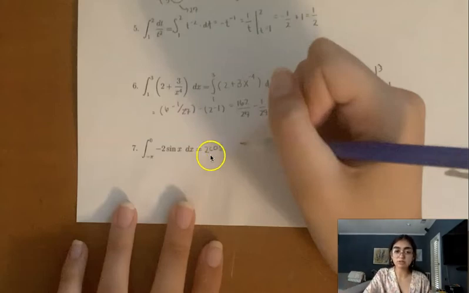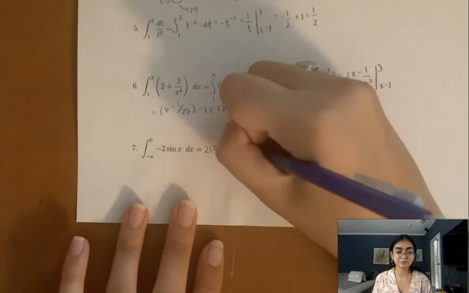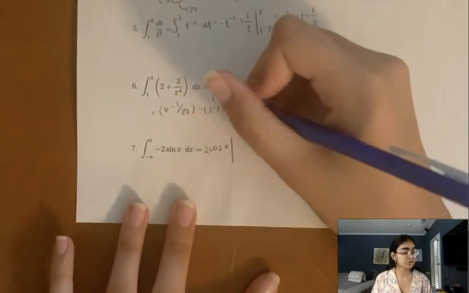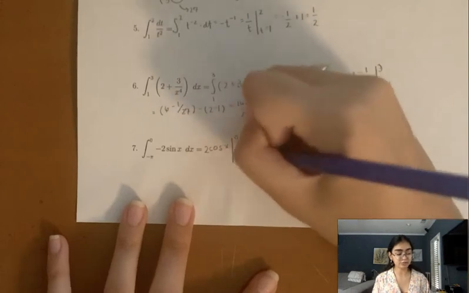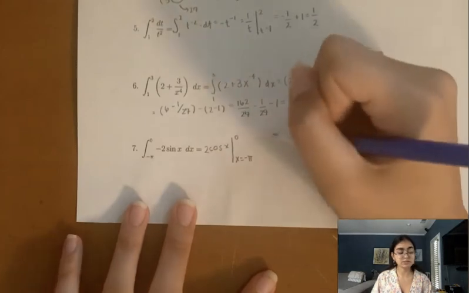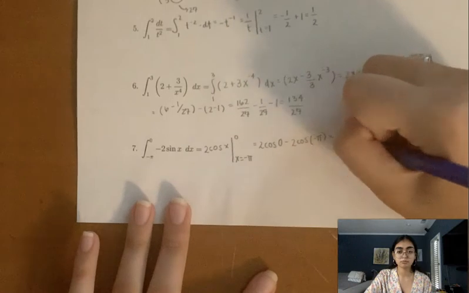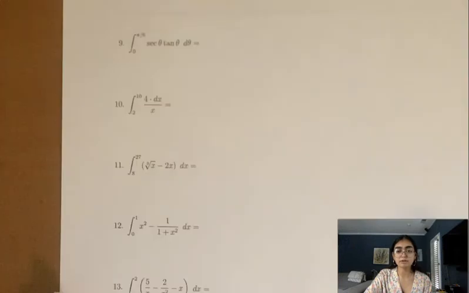And as you can see, I've already started writing it here, but it's going to be cosine x. The derivative of cosine x is negative sine x, which means that the antiderivative of negative sine x is cosine x. So our antiderivative in this case would be 2 cosine x. We're then just going to plug in 0 and negative pi, which will give us 2 cosine 0 minus 2 cosine negative pi. And that's going to give us 2 plus 2, which leaves our final answer as 4.